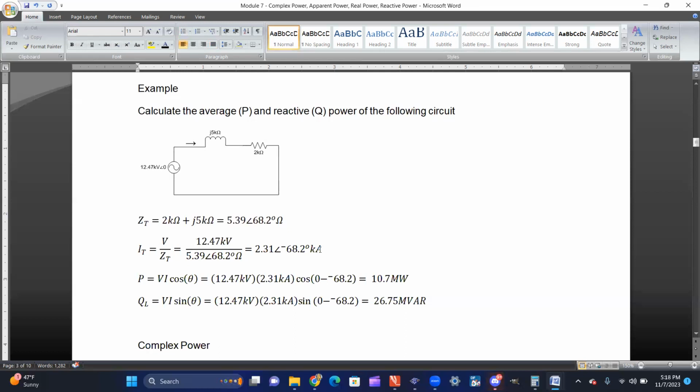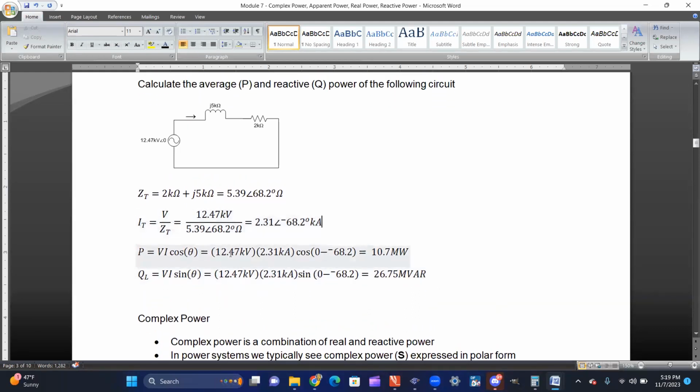Now, quick check. This is an inductive circuit. So therefore we're looking for the current to lag the voltage. The voltage at this time right here is at 0 degrees. So therefore the current needs to be behind it and needs to lag it. And that's exactly what it's doing right here. It's lagging the voltage by 68.2 degrees.